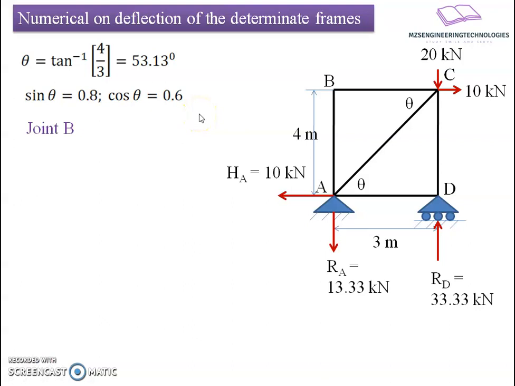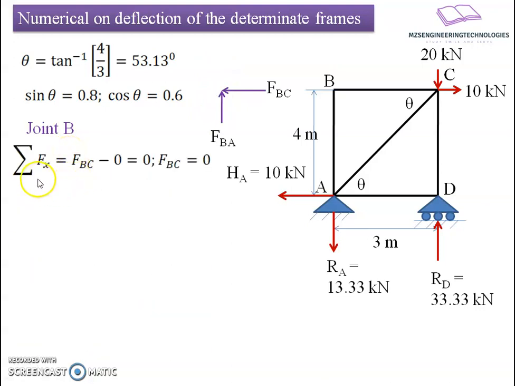Now I will go with a joint-by-joint analysis. I have to move with a joint which has a minimum of two unknowns. There are two possibilities here, either go with B or D. I will move with joint B. So at joint B, if I take equilibrium in the free body diagram, FBC and FBA are the forces in the members, but there is no external load applied. That's why from the static equilibrium equation we can say summation of Fx equals 0 yields FBC minus 0, no applied force is there, hence FBC equals 0. Similarly, summation of Fy equals FAB minus 0, as there are no external forces, so FAB will be equal to 0.